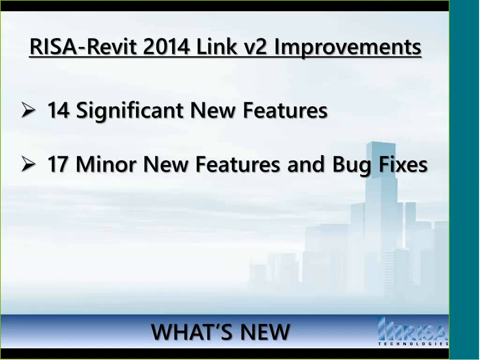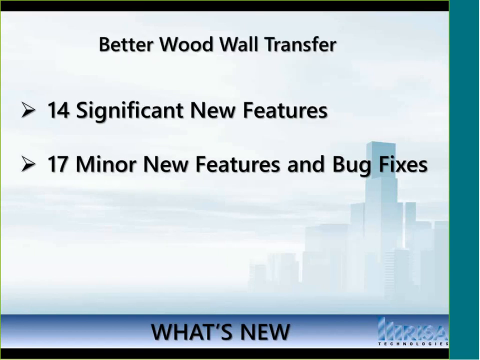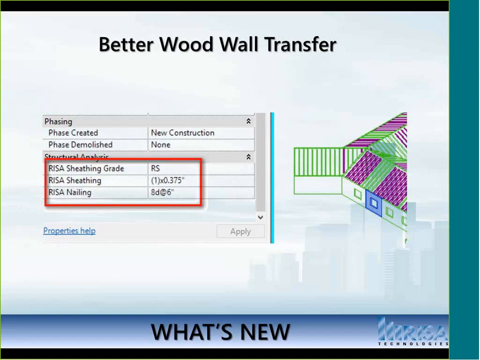And so you'll see here 14 significant new features, and we've been taking care of a lot of minor things as well. And so I'm going to give you just an overview in a slideshow format here of some of the big new features that we've put into the program, and then we're going to discuss the advanced topics and go into individual models and see how these features interact with the link and see how to use the link to its fullest potential. So the first one I'd like to point out is the wood wall transfer.